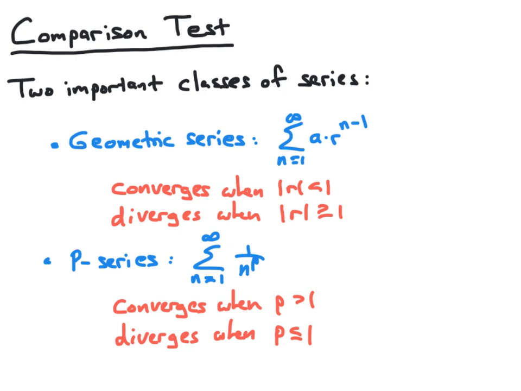We also have the p series, the sum n equal 1 to infinity of 1 over n to the p, and we've seen that these series converge when p is greater than 1 and diverge when p is less than or equal to 1. When we use the comparison test, these will be the two types of series that we will typically compare to, because we can determine convergence or divergence simply by looking at the form of the terms in the series.